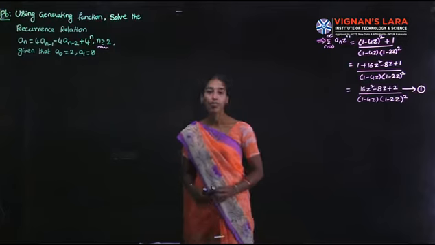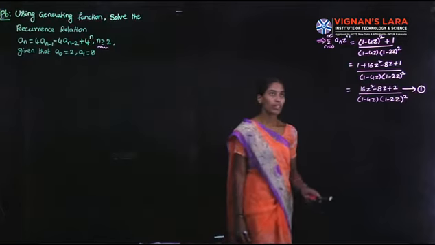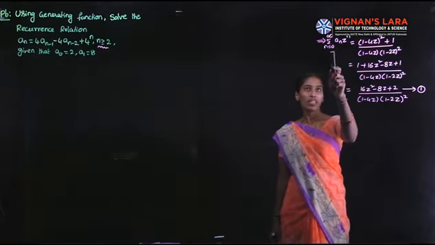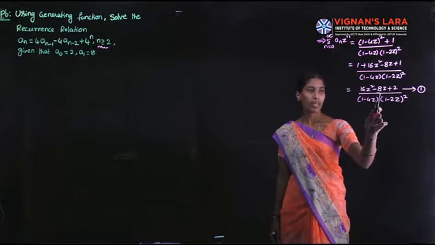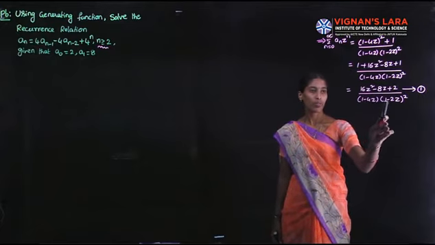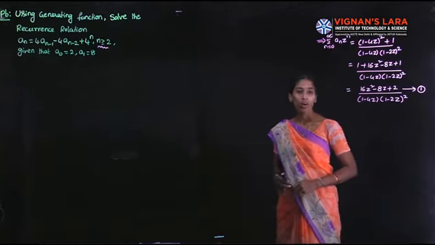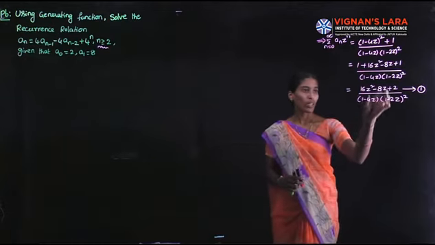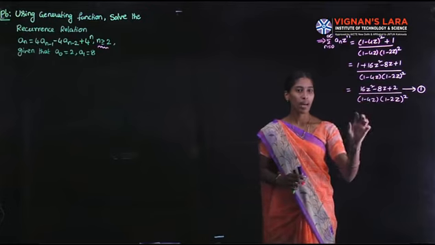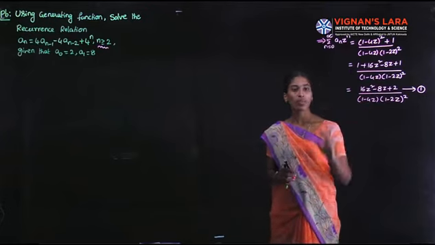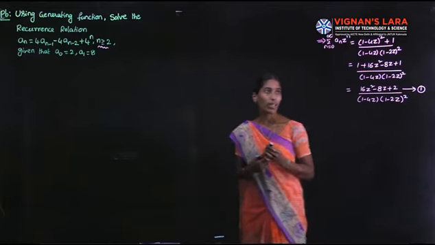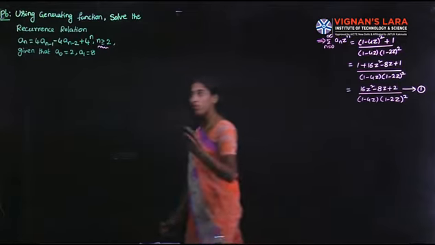Already half of the problem is completed. We already got summation n equal to 0 to infinity a_n z^n is equal to (16z^2 minus 8z plus 2) by (1 minus 4z) into (1 minus 2z) whole square. Now we have to try to write this RHS term as summation a_n z^n.